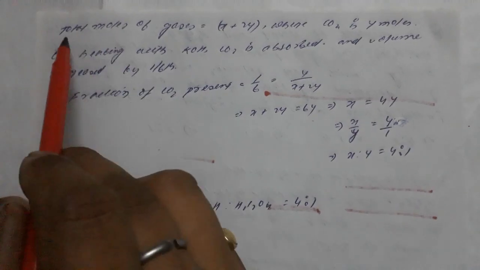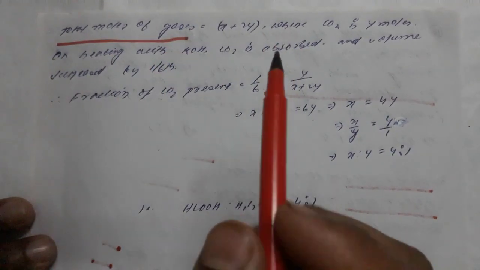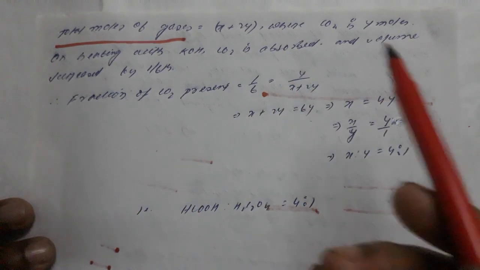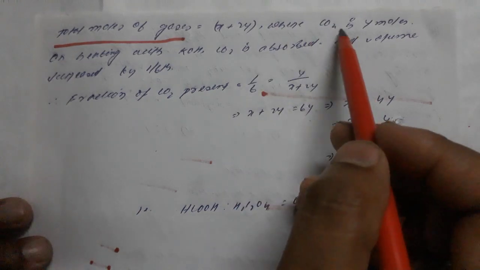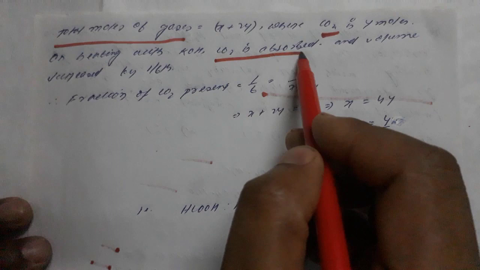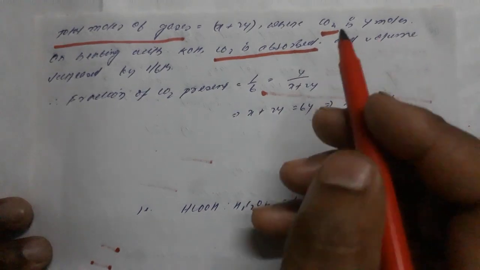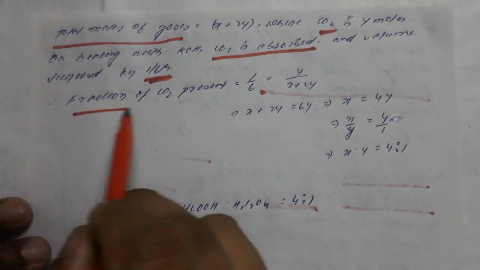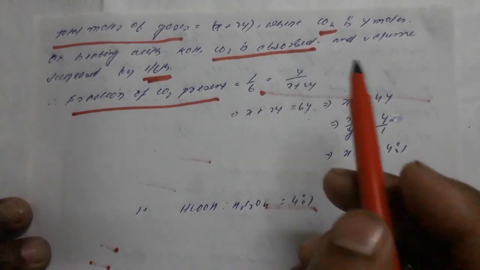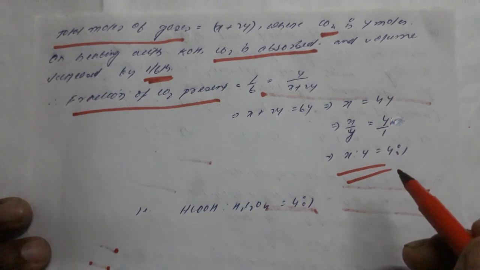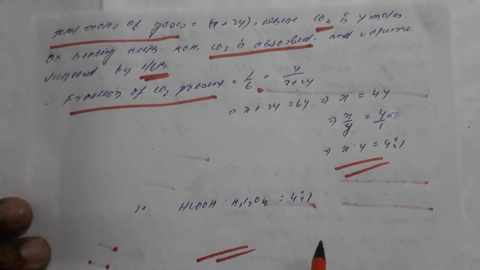We have to find the total mole of gases. So what are the gases? Two carbon monoxide and one carbon dioxide. So X plus twice Y, where one of the Y comes from CO2. Now on treatment with potassium hydroxide, carbon dioxide is absorbed and the volume decreases by 1 by 6 of the original volume. The fraction of CO2 equals 1 by 6. So after calculation, X by Y equals 4:1. This is the solution of this.